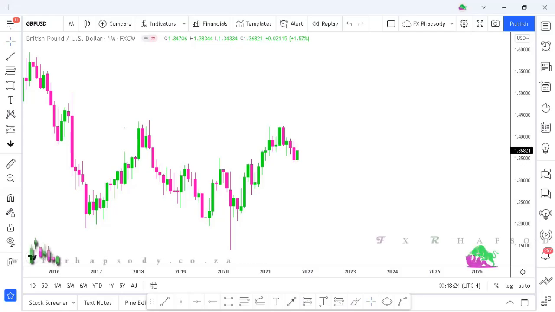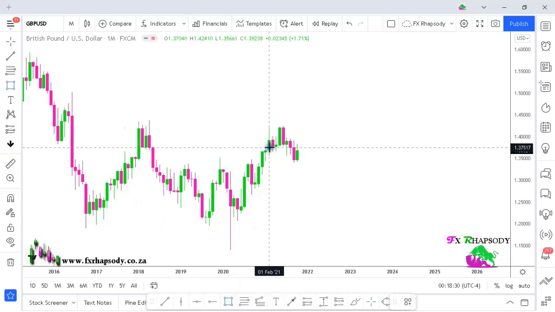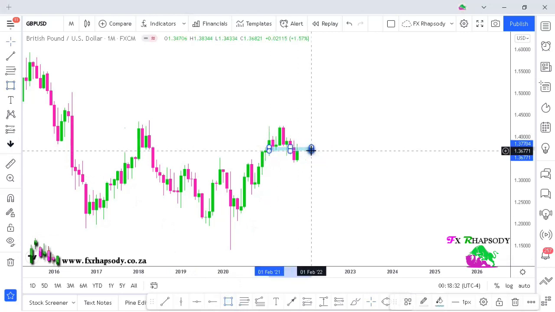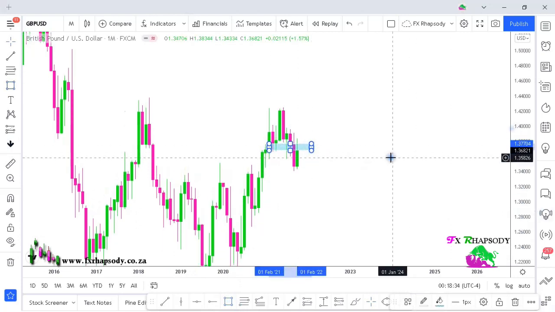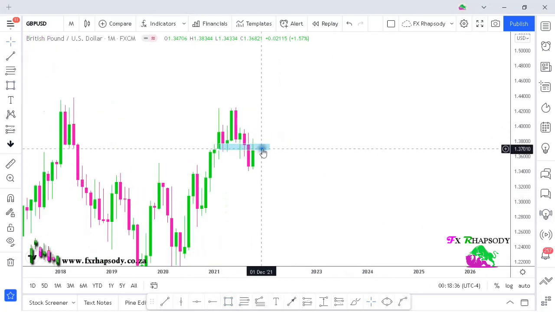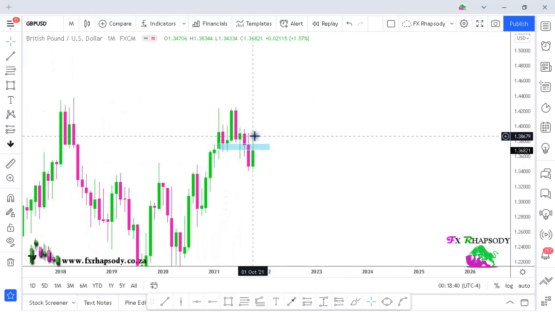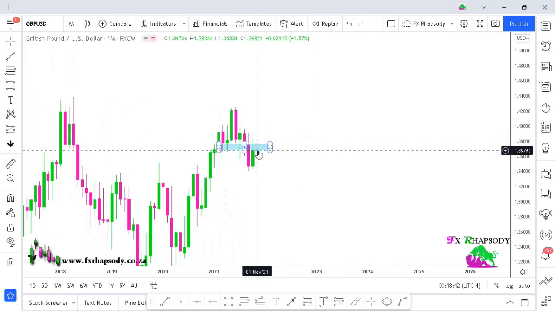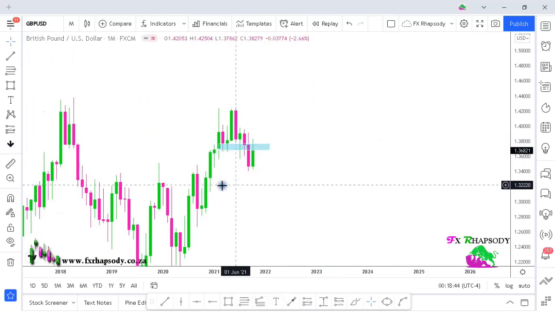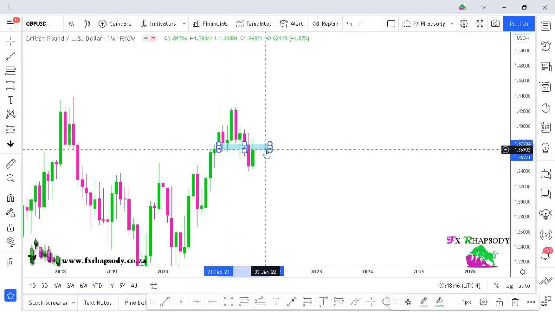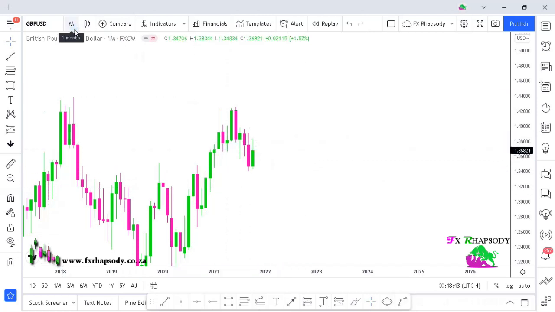So let's start off with the British pound US dollar. We can see on the monthly time frame that the pound has started making its move to the upside again, just testing that support and resistance area. Price broke through it, came back, and it looks like it wants to close just below that area for the month, as it did close, because this is the end of the month.